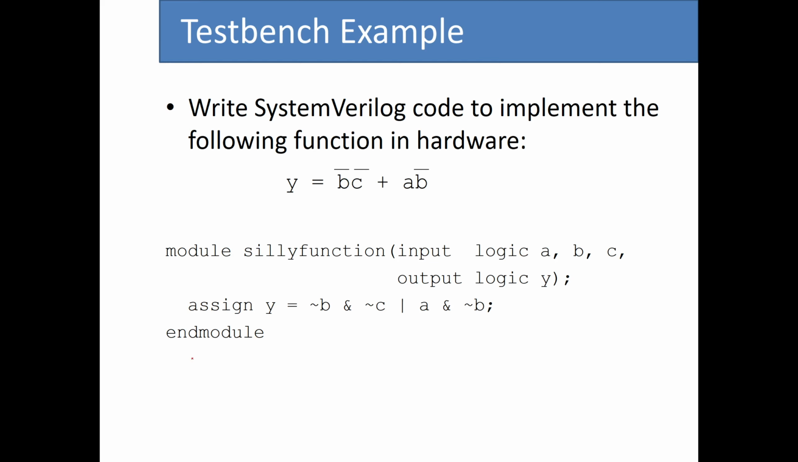So we have module, endmodule, silly function. The inputs are logic values, each being 1 bit: A, B, and C. The output is a logic value y, which also has 1 bit. As for the value of y, we have y equal to tilde b and tilde c, or a and tilde b. This is the implementation of the statement above.